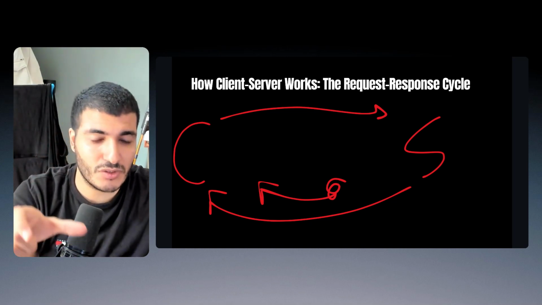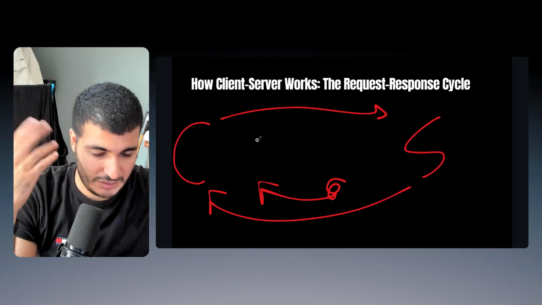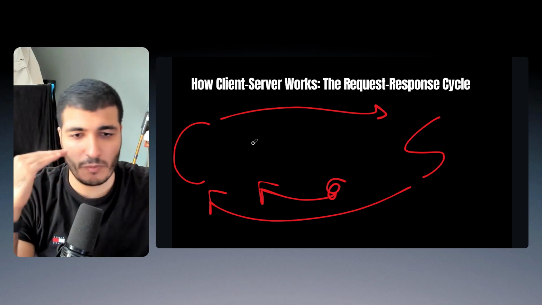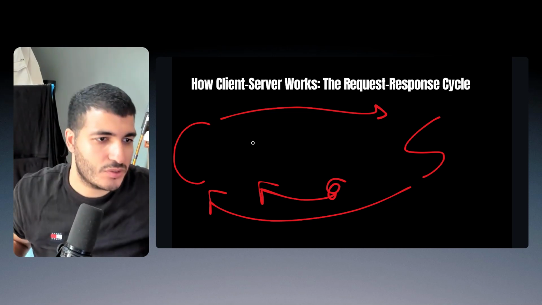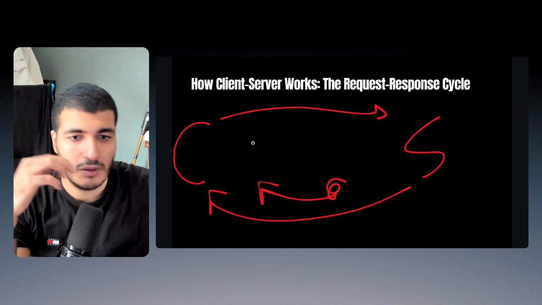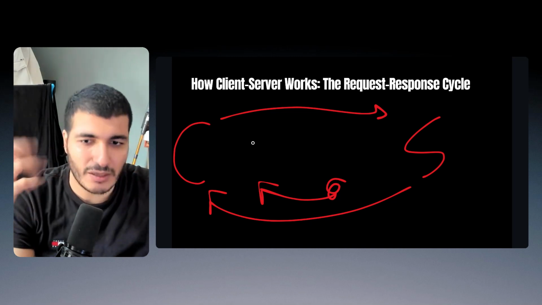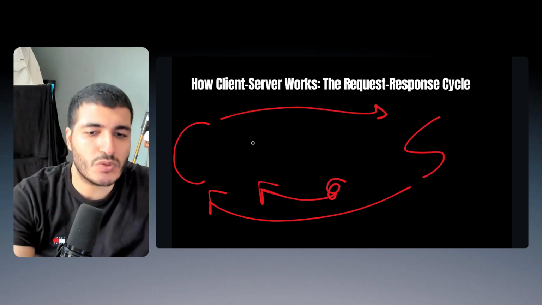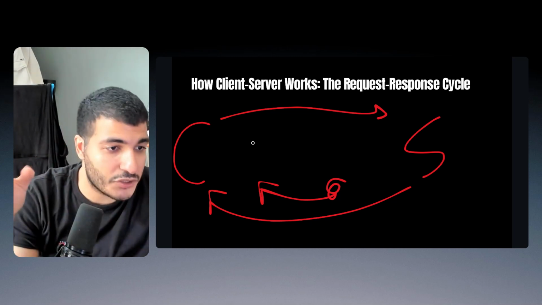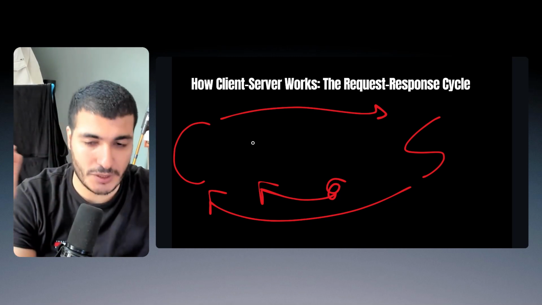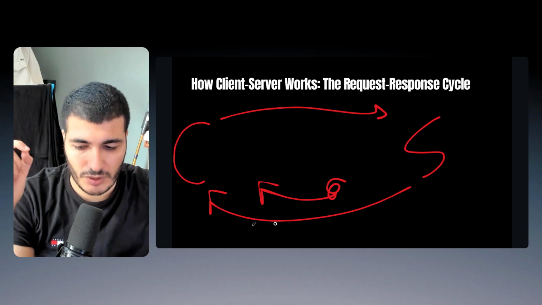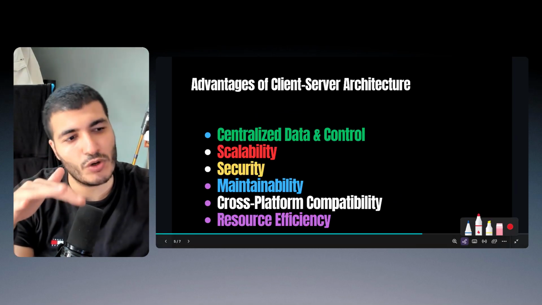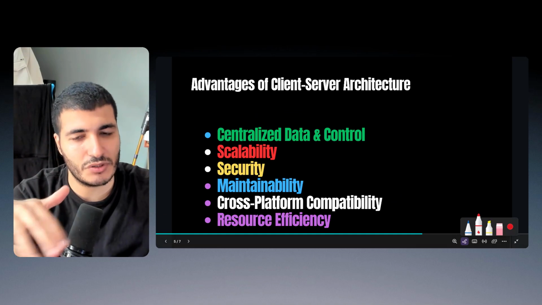Lastly, we have the client receives and displays the results. So once the client receives the response, it will parse the data and then display it to the user, or perform a subsequent action based on the functionality, basically. Okay, so right now we know what a client server architecture is and how it works.